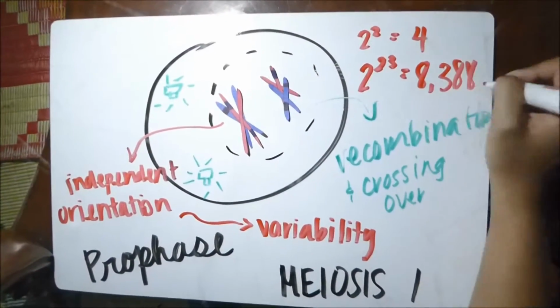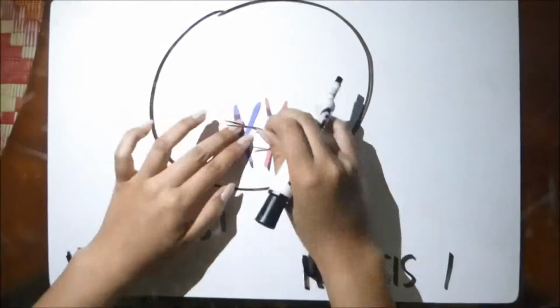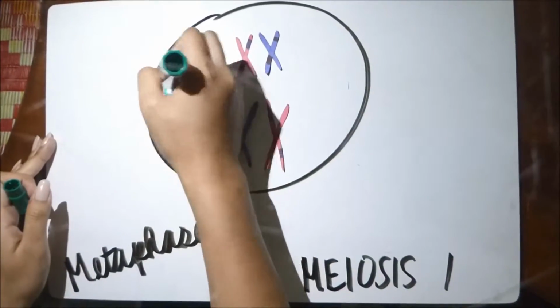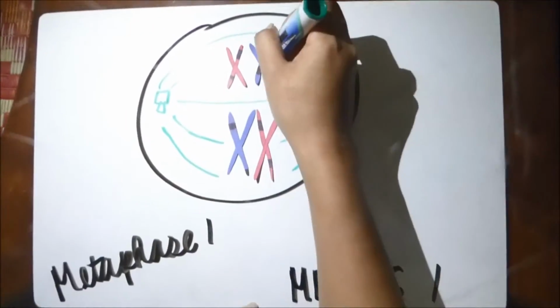Now in metaphase 1, the homologous pairs line up along the metaphase plate. The centrosomes move to either side of the cell, and the spindle fibers attach to the centromere of each chromosome. Independent orientation is a position in which the chromosome pairs assort themselves.